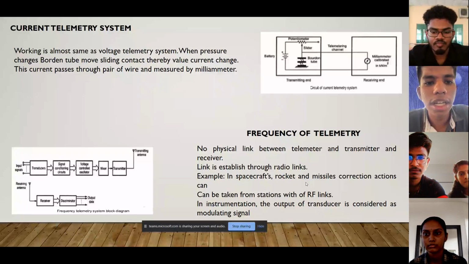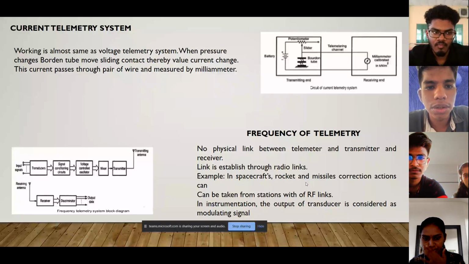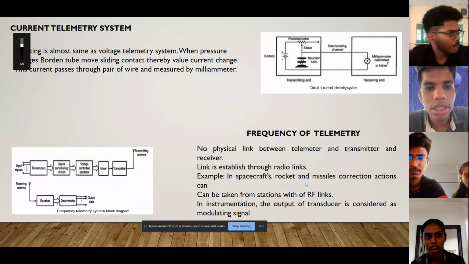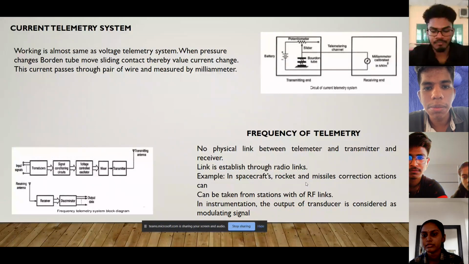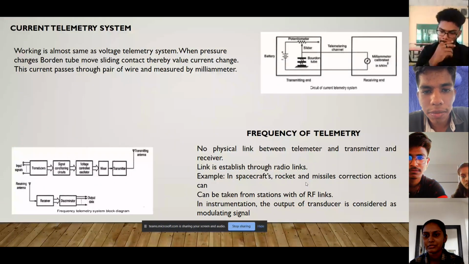Okay. Current telemetry system. Working is almost same as voltage telemetry system. When pressure changes, Bourdon tube moves sliding contact thereby the current value changes. This current passes through a pair of wires and is measured by a milliammeter. That is the circuit diagram of the current telemetry system.